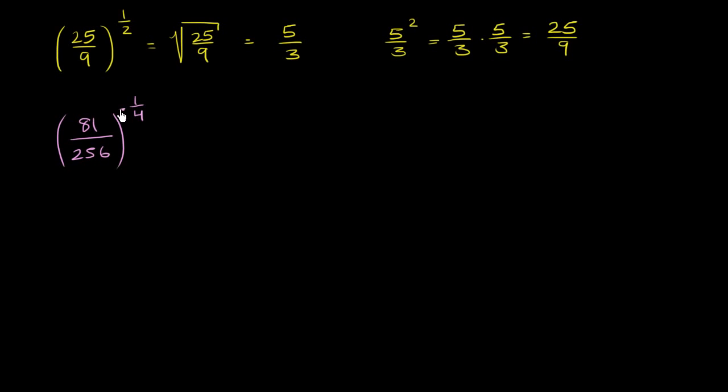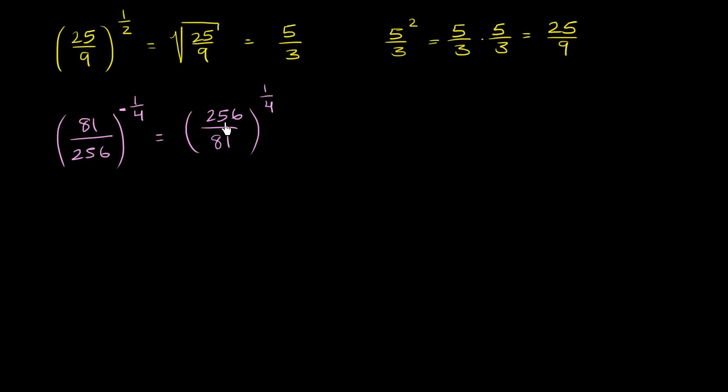This negative. The first thing I always like to do is get rid of this negative in the exponent. So let me just take the reciprocal of this and raise it to the positive. So I could just say that this is equal to 256 over 81 to the 1/4 power. And so now I can say, well, what number times itself four times is going to be equal to 256, and what number, if I take 4 of them and multiply, do I get 81?